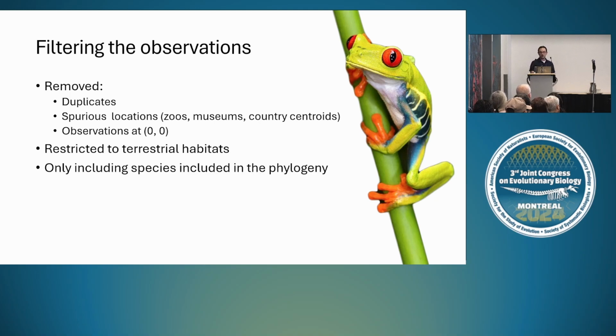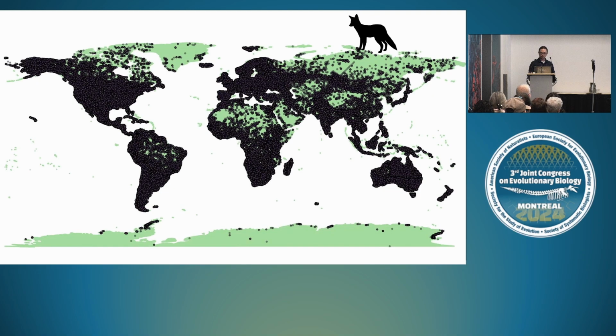We've filtered the data to include only taxa that are represented in their respective phylogenies. And we've also excluded species for which there are fewer than 20 observations in GBIF. And at the end of all of that, we get something that looks a little bit more reasonable. Again, I'm only showing you mammals, but we've done this for all of the groups that I'm going to talk about today.